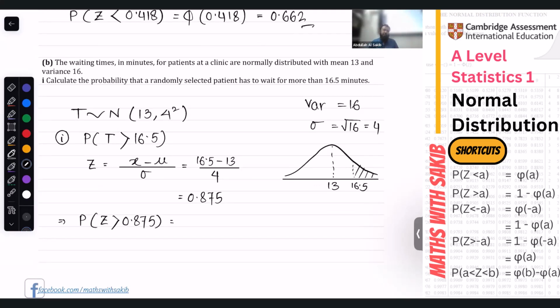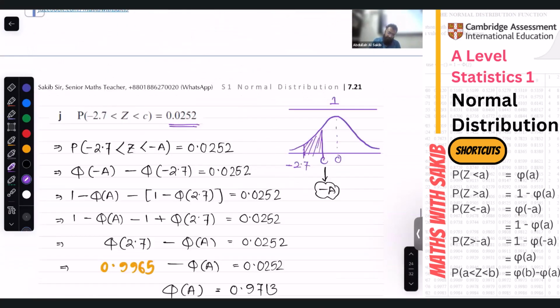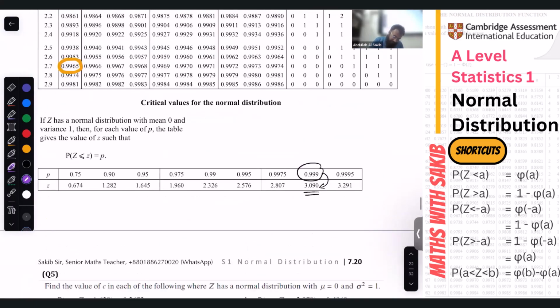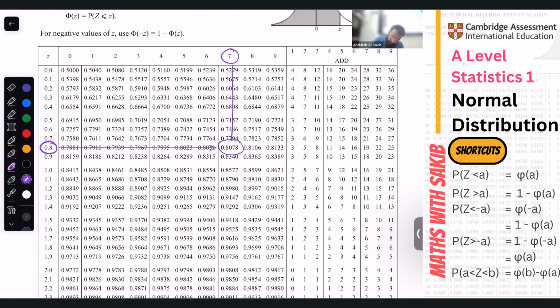So we have to use the shortcut. Z is more than 0.875. What does it mean? We use 1 minus phi of 0.875. Clear, Yusha? Eliza? Fatima? Tazrian? So this is our 0 and this point is 0.875. What's the value of phi of 0.875? So this is 0.8, this is 7, and this one is 5.